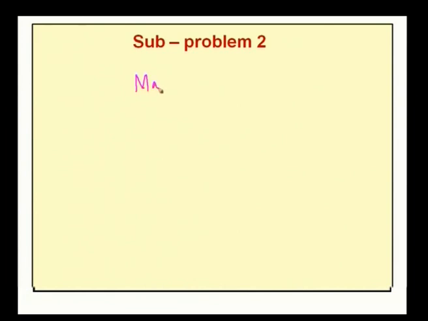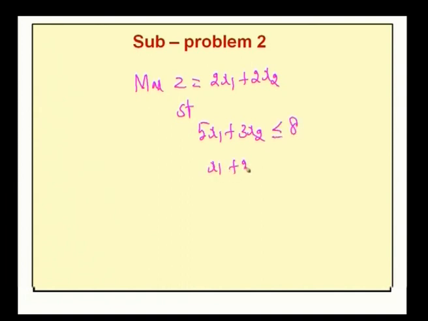Our sub problem 2 is maximum z equal to 2x1 plus 2x2 subject to the constraints 5x1 plus 3x2 less than or equal to 8, x1 plus 2x2 less than or equal to 4, and our constraint is x2 greater than or equal to 2, x1, x2 greater than or equal to 0. Now, by adding this constraint x2 greater than or equal to 2 to the original problem, we got our sub problem 2.